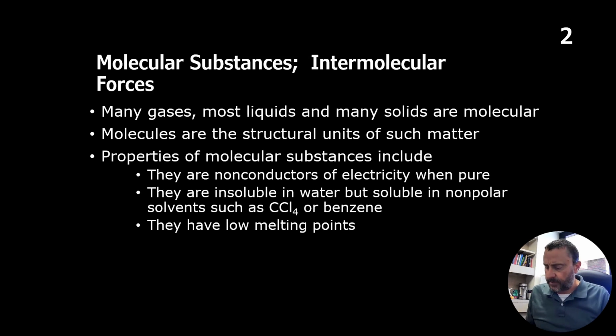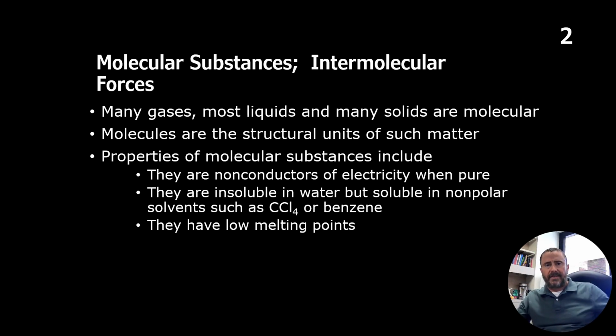So intermolecular forces are anytime we have forces that are in between molecules. So think about interstates. They are highways that run between multiple states. Intermolecular forces are forces that are between multiple molecules, right?